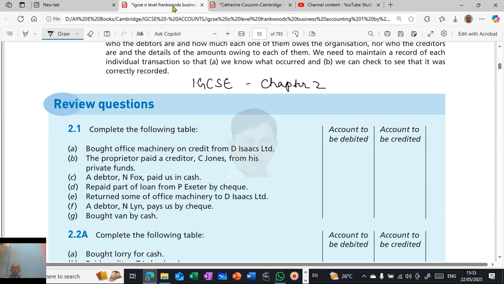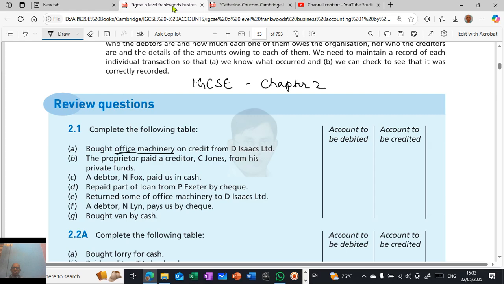Complete the following table. Accounts to be debited, accounts to be credited. Bought office machinery on credit from D Isaacs Limited. So which account will be debited? Office machinery account will be debited. Why? Because machinery is coming in, right? Office machinery is an asset.